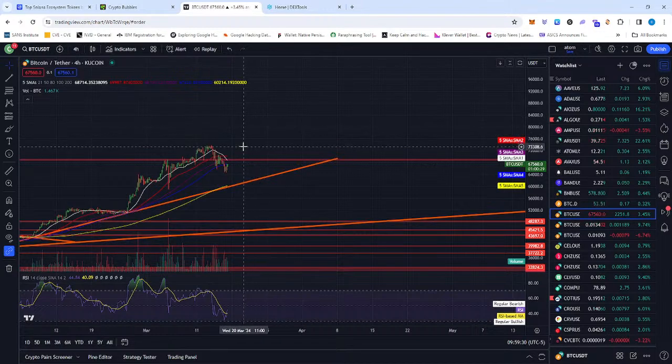If it comes up here and hits around 73,100, around 72,900, it's going to hit a double top and fall back down, and then this will become support. And we'll need this right here to hold. We won't need it to fall below.